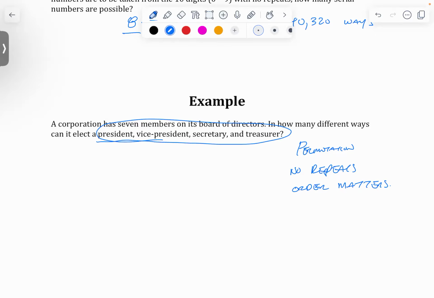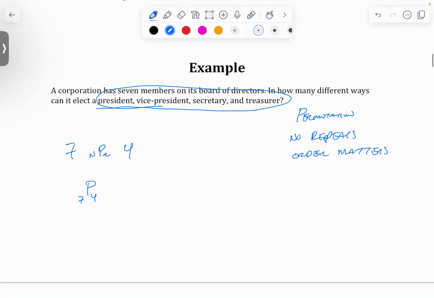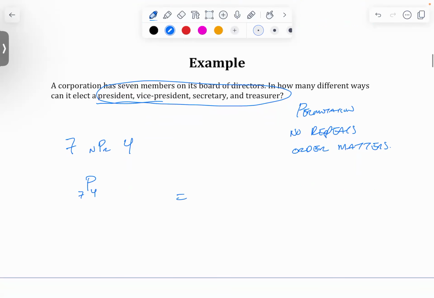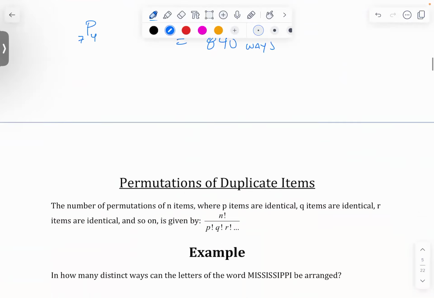So again, there are multiple ways I can do this. I could do this with the blank method. Or this is 7 nPr 4. Again, calculator command. Sometimes it looks like this in the calculator too. Doesn't really matter. Check it out in your calculator, and you should end up with 840 ways when you do the calculation.